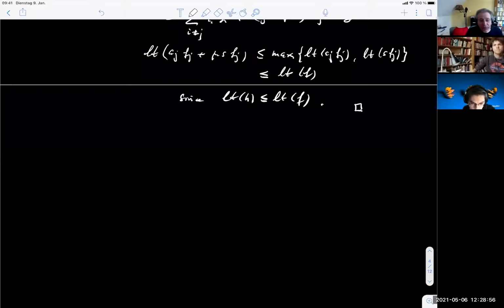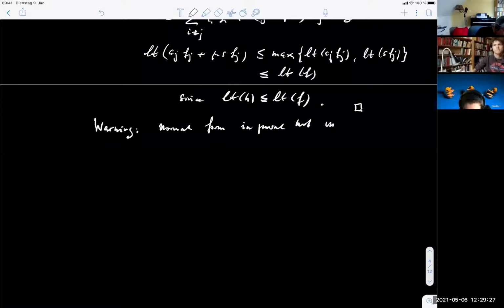So what we can do now, we have a polynomial and then we reduce until we arrive at the normal form. But it's important to observe that in general, this normal form is not uniquely determined. Okay, this is a very important warning. Normal form in general not uniquely determined.